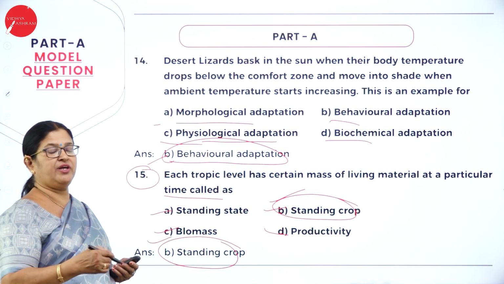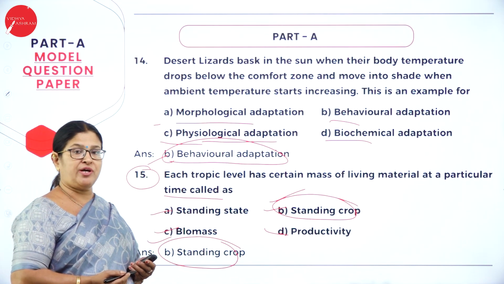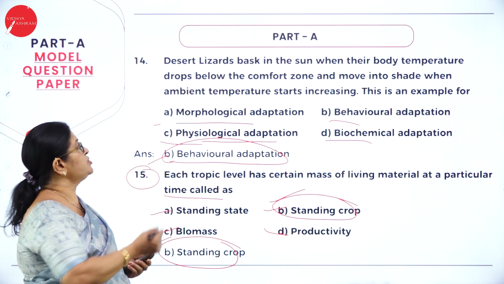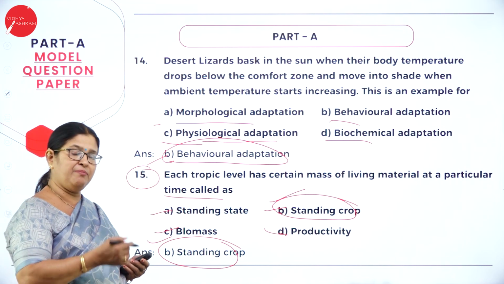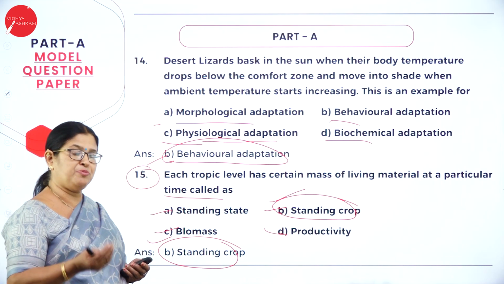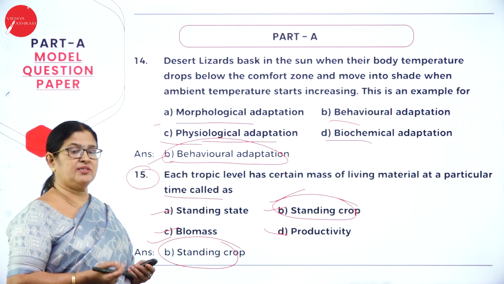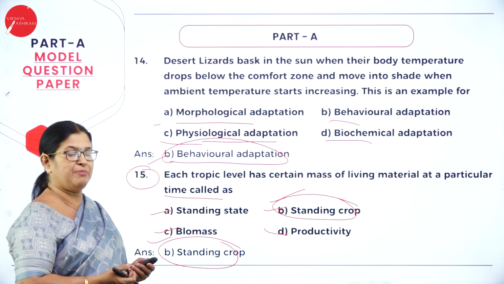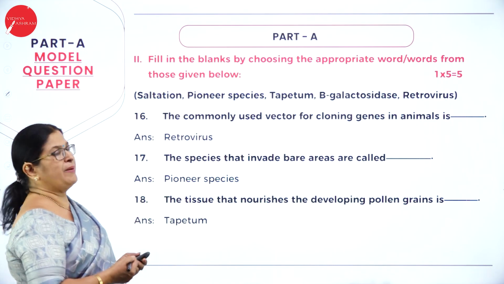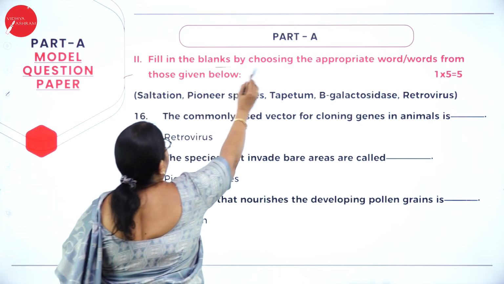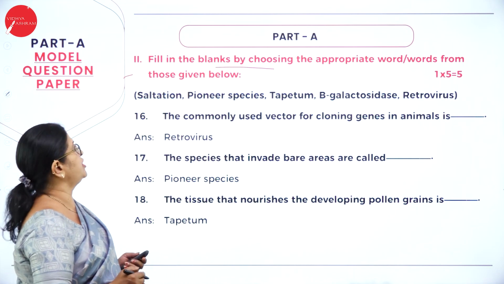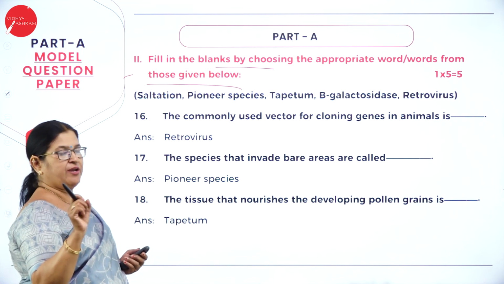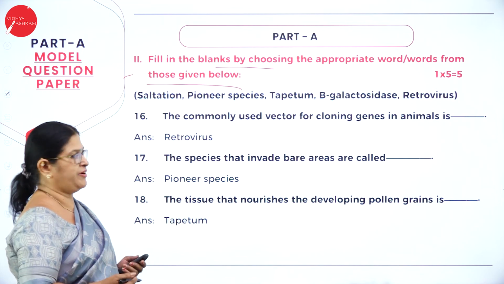So hope you are clear with the first 15 multiple choice questions of this first model question paper that is released by the board. These first 15 questions are multiple choice questions, where 4 options are given and you need to choose the right answer. Now I'll move on to the second main question of part A, that is fill in the blanks with the appropriate words. Fill in the blanks by choosing the appropriate word or words from those given below, which carries 5 marks, 1 into 5, that is 5.